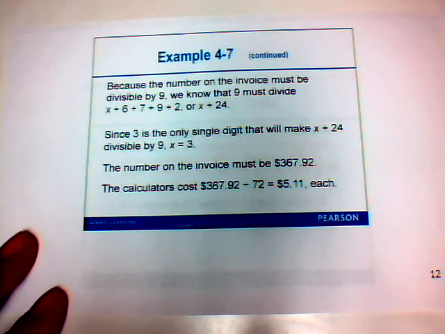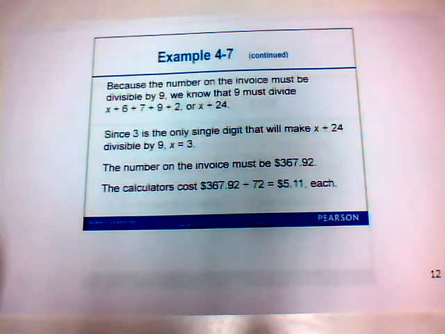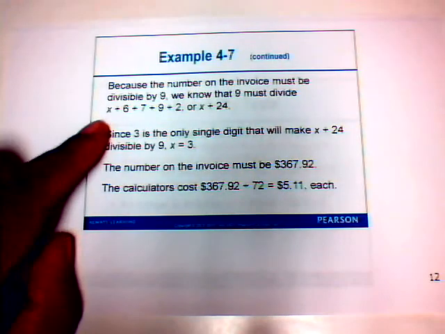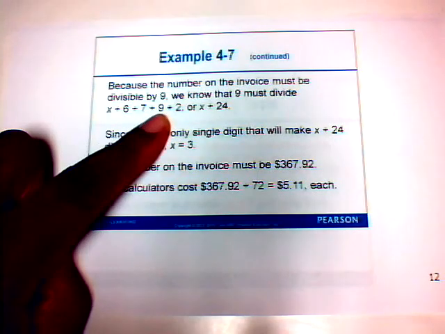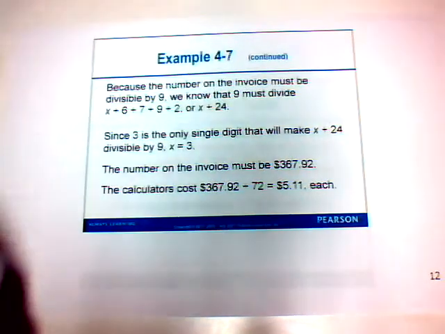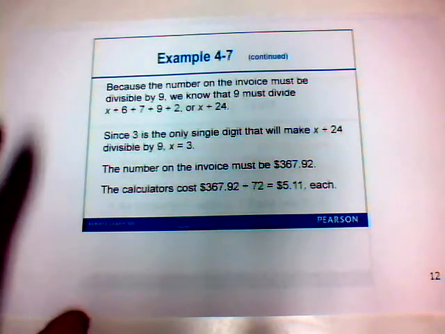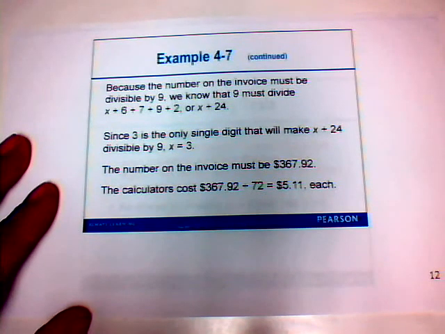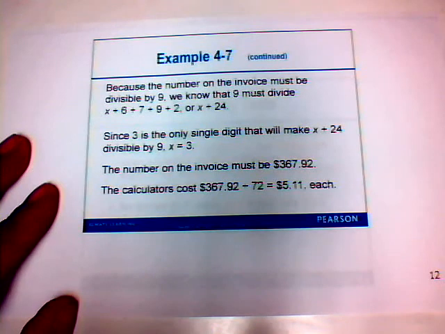And because the number on the invoice must be divisible by 9, that means that 9 must divide the sum of the individual digits. In this case, that's x plus 6 plus 7 plus 9 plus 2, or x plus 24. 3 is the only single digit that will make x plus 24 divisible by 9. So x must be equal to 3. So the number on the invoice must be $367.92.